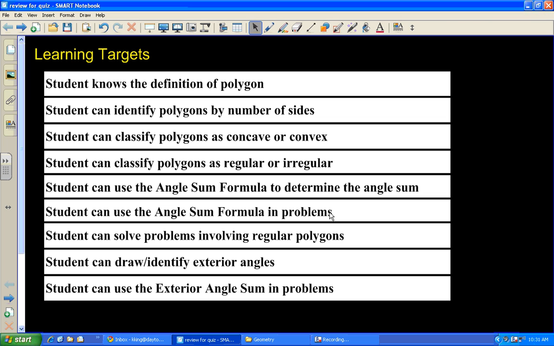The next two are probably the harder ones, using the interior angle sum formula in problems. So, if I say, can a regular polygon have an interior angle sum of 5,000? Then you have to use that formula in it. And then solving problems involving regular polygons, that's using the perimeter, all those kinds of things. The drawing and identifying exterior angles, I don't think is too difficult. I think we got that down at this point. And then again, another problem solving one, using the exterior angle sum in problems.